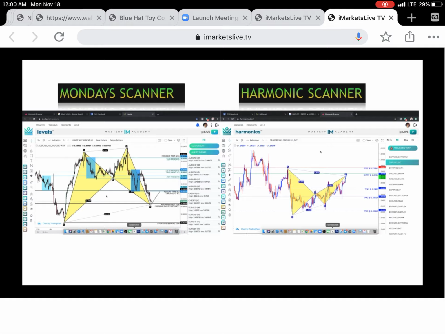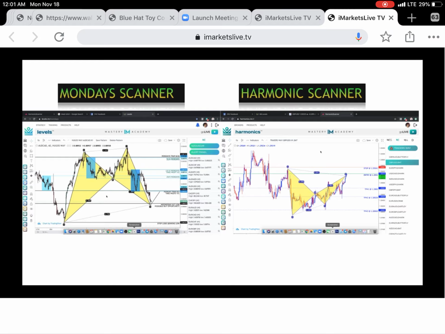Now, I want you to write this down. Write exactly what I just said, because something that I just said is going to blow your mind. Think about this for a second. Write it down. With the Harmonic scanner, if the D is on the top right-hand side, you're going to sell. If the D is on the bottom right-hand side, you're going to buy. Everyone write that down.